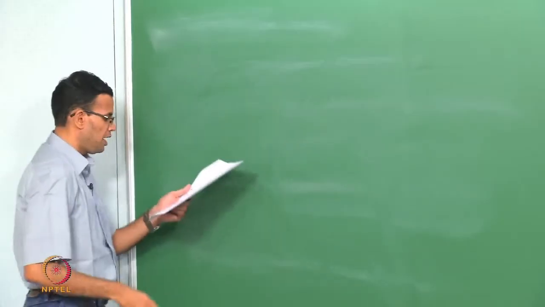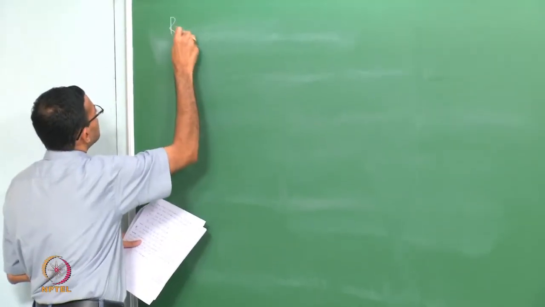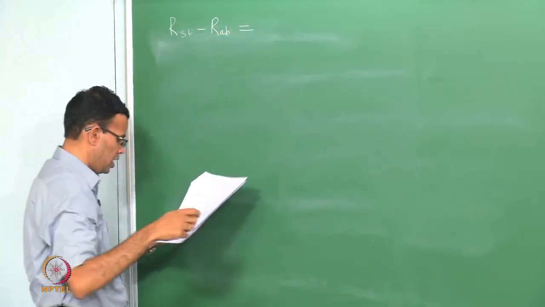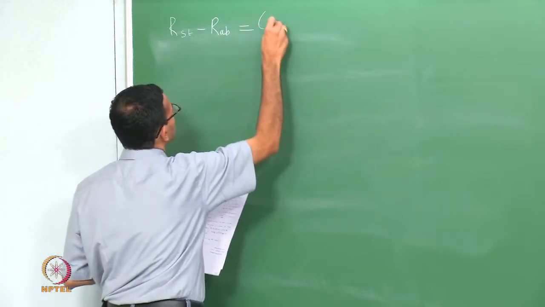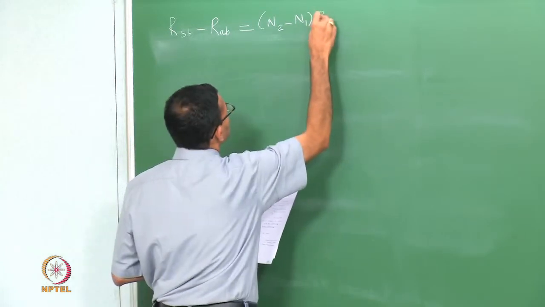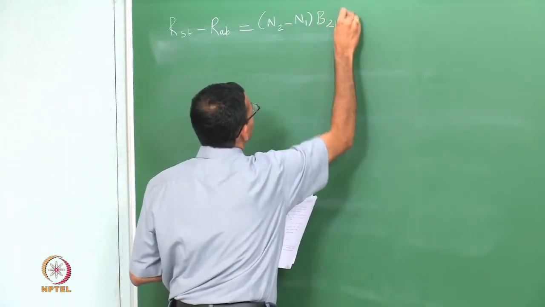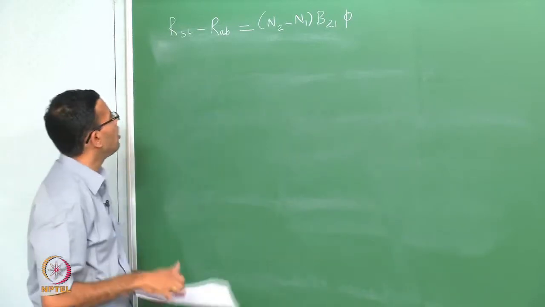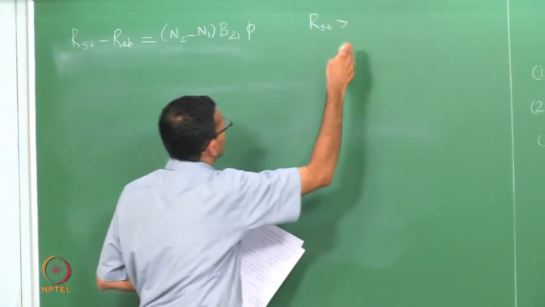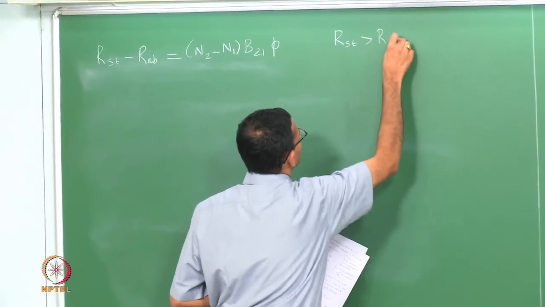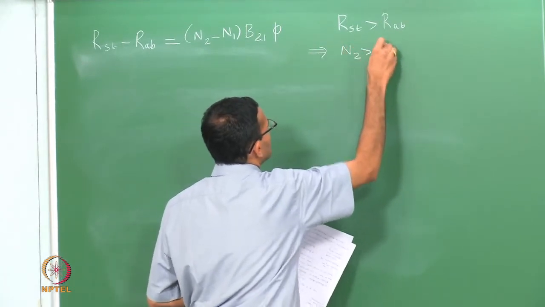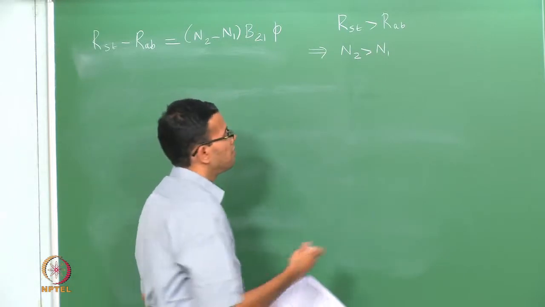So, let me just rewrite that equation. It is nothing but N2 minus N1. We said that if you want R_ST to be greater than R_AB, it is possible only when you have N2 greater than N1.